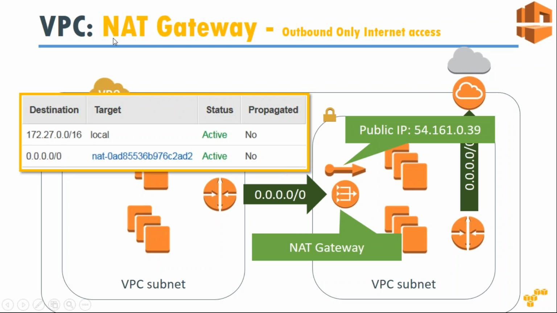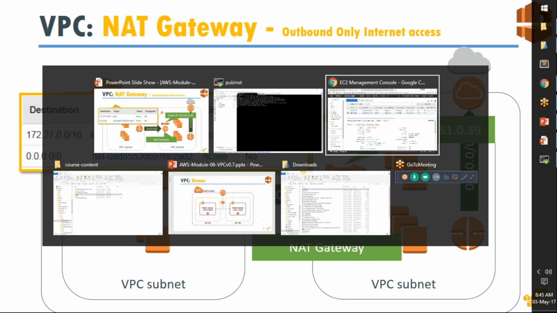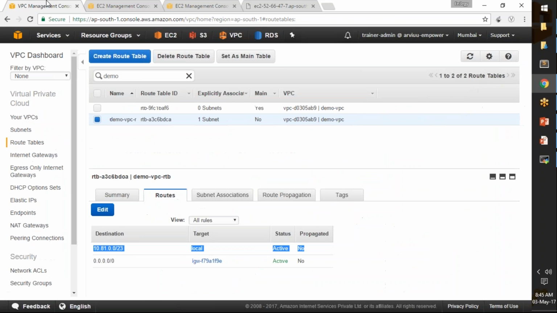NAT is nothing but network address translation. You can Google about NAT more if you are not already familiar. It just acts as a front end for all your private servers. I'm going to go to my VPC console and create a NAT gateway now, and I will do that in my public subnet.